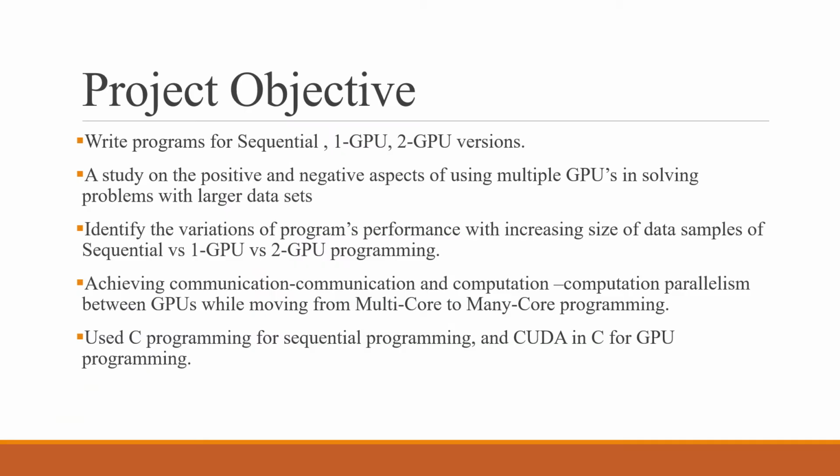The objective of my project is to write different programs for sequential, 1 GPU and 2 GPU versions and see the positive and negative aspects of using multiple GPUs when solving problems with larger data sets. Also, identifying the variations of programs' performances with increase of size of data samples for those three versions. And also, one of the main important things is achieving communication to communication parallelism and computation to computation parallelism between GPUs while moving from multi-core to many-core programming.